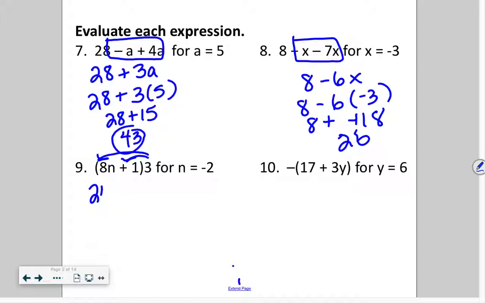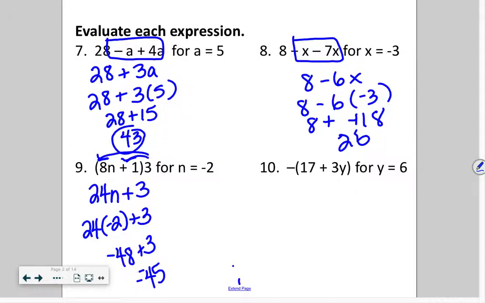So I'd have 24n plus, what's 1 times 3? Or 1 times 3, rather. There's 3. Replace n with -2. So 24 times a -2. 24 times -2 is? And a -48 plus 3. -45.